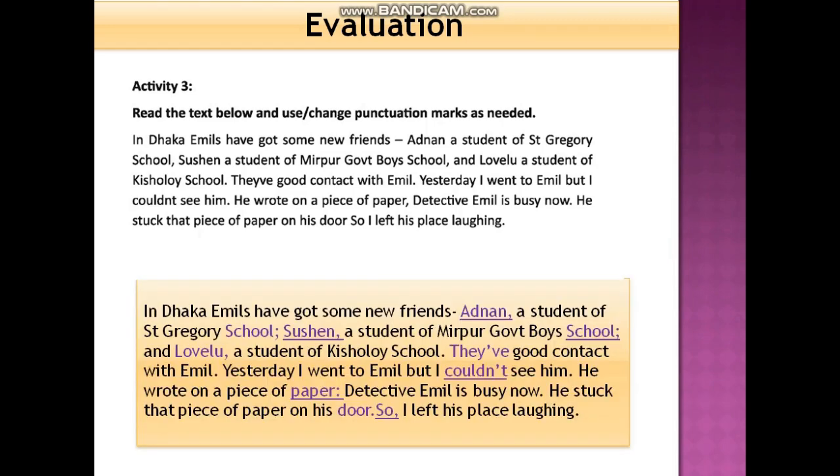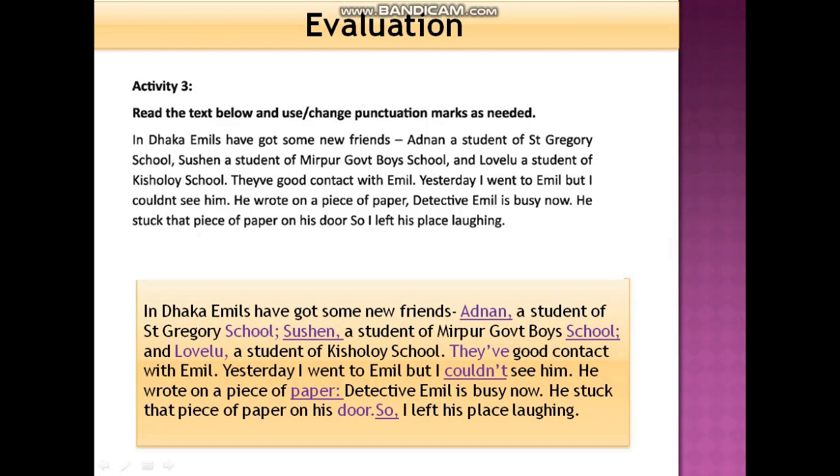Okay, let's see the answer. In Dhaka, Emils have got some new friends. It's okay. Then we have used a comma after Adnan, a student of St. Gregory School. After that school, we have used a semicolon. Then after Shushan, we have used a comma, a student of Mirpur Government Boys School. We have used a semicolon. And Lablu, we have used a comma, a student of Kisholoy School. They have, we have used an apostrophe here. Good contact with Emil, short form of they have.